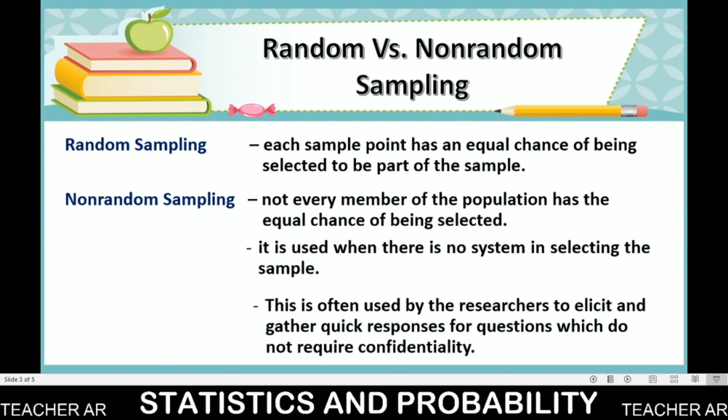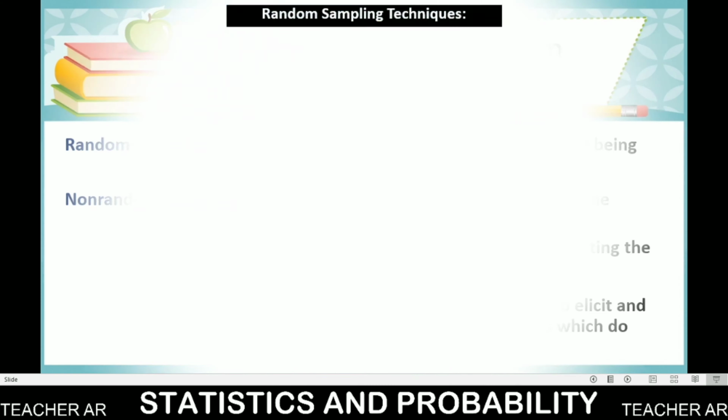And now, let us proceed on the 4 random sampling techniques. First, we have the lottery. When we say lottery, ito yung pinaka-basic na pagkuha ng sample galing sa population. It is sometimes called fishbowl method.